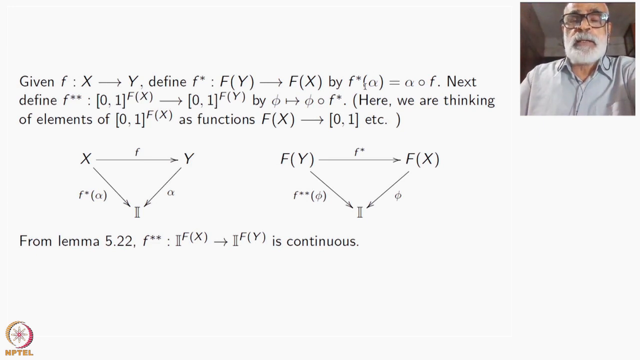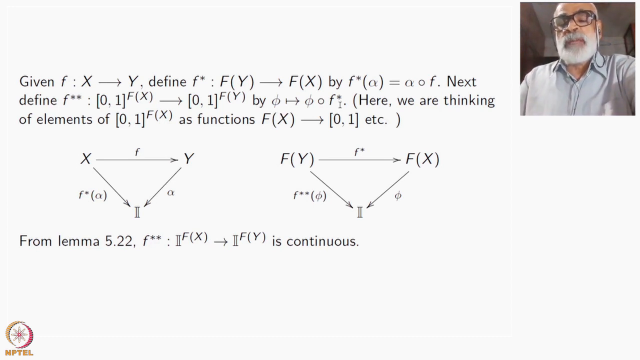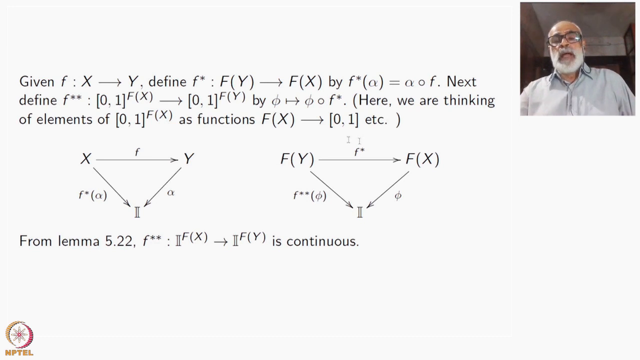This f star is stated as theta, then theta star will be this f double star. All that I have to do is this map is phi going to phi composite f star. So theta is replaced by f star here. Once you have that, the diagram is shown here: starting with alpha, you compose it with f to get f star of alpha. So the codomain here is always I. Once you have f star of alpha, starting with any function phi, again you compose it with f star, you get f double star. So you have done the compositions twice here.